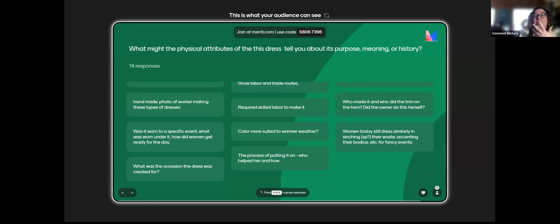Women today still dress similarly, cinching their waist and accentuating the bodice for fancy events. Again, bringing that relevancy piece back to the story. Compare and contrast today and yesterday. Again, it's a great story to tell. The process of putting it on. Yes.